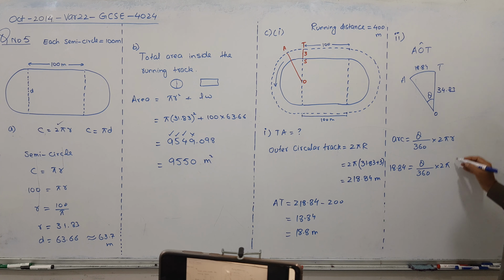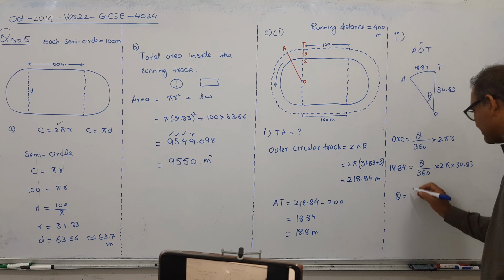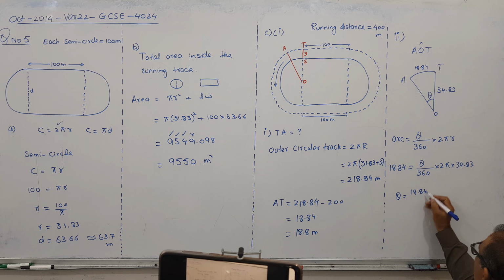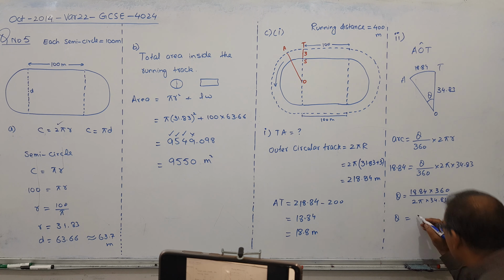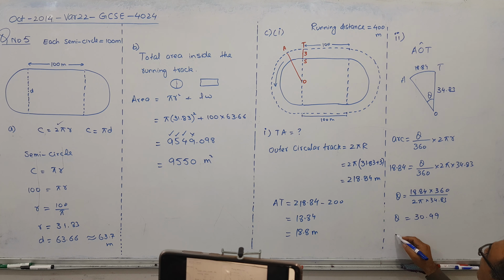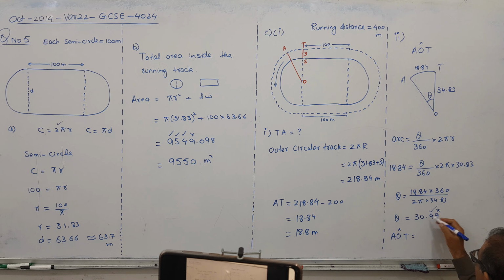And the radius is 34.83. It's a matter of just making theta the subject. So 18.84 goes there and multiplies, and these both values multiply and divide down, and the rest I just need a calculation only. 18.84 times 360 divided by 2 times pi times 34.83. It gives us 30.99, and we need angle AOT. Because we need 1 dp, this I don't want. Add: when I add, the 9 becomes 10, so it becomes 31 degrees. So 31 degrees is our answer, and that's it.